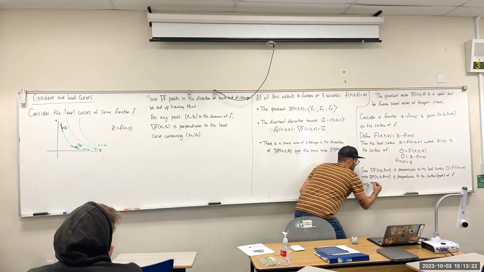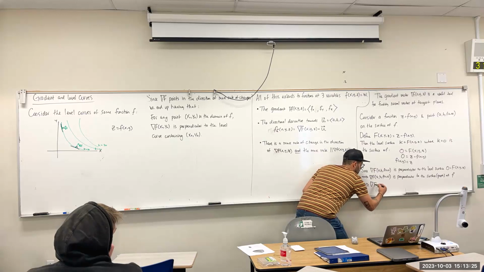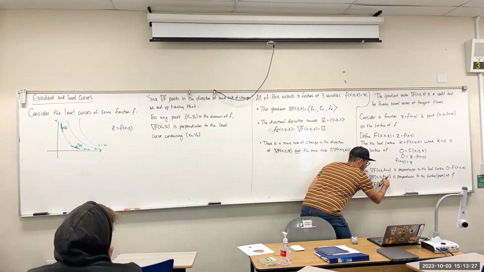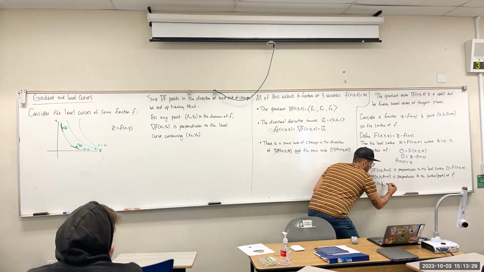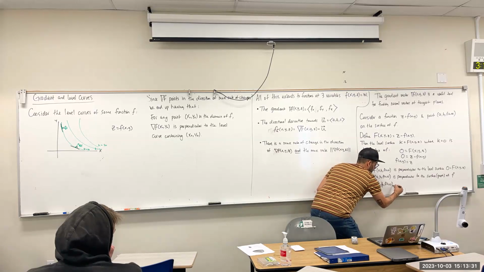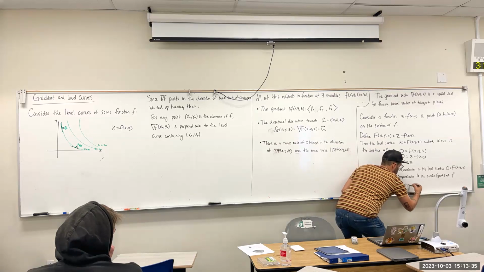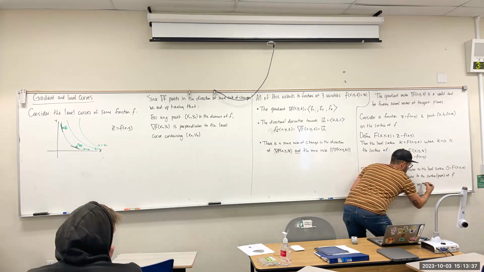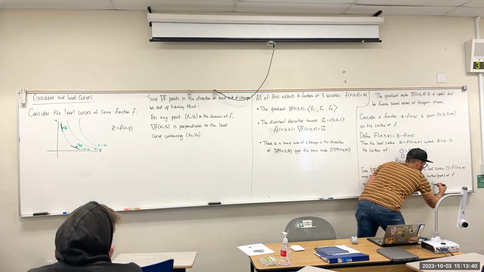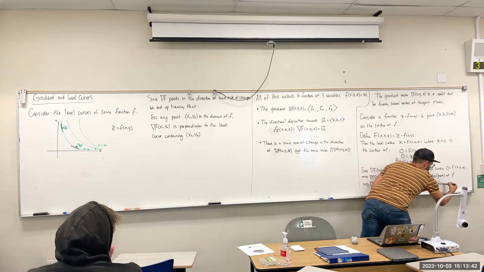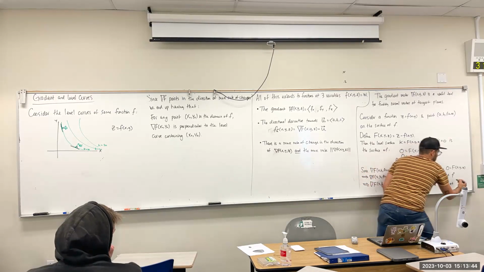And so this gradient vector is the normal vector to the tangent plane at that point.